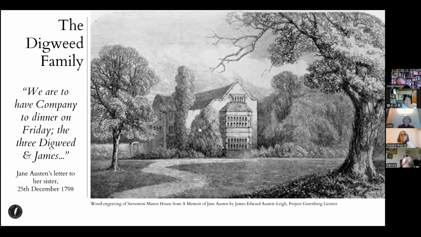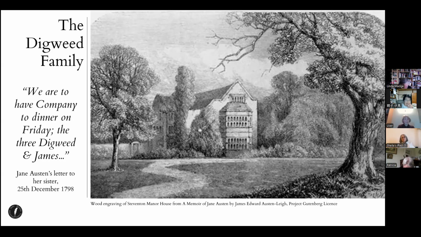The Digweeds lived at Steventon Manor, the parish's largest farm. The Digweed brothers were close in age to Jane and frequently mentioned in her letters. As you can see, Jane writes, "We are to have company to dinner on Friday, the 3 Digweed and James." In 1798, after nearly losing her writing box, Jane wrote to her sister about her distress because, she said, "it contained all my worldly wealth and my dear Harry's deputation." So dear Harry was Harry Digweed, given permission to shoot on Jane's brother Edward's land, a sign of their close friendship.